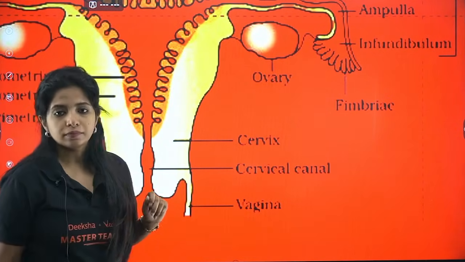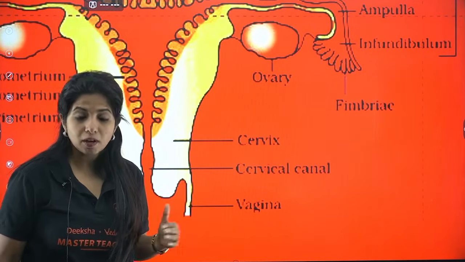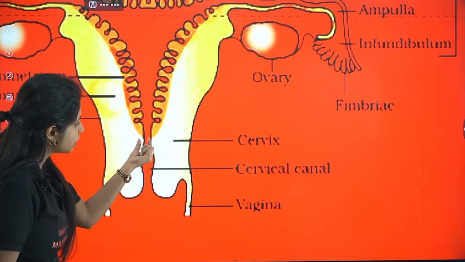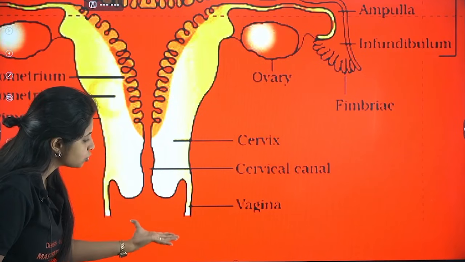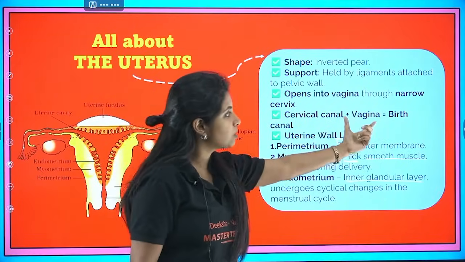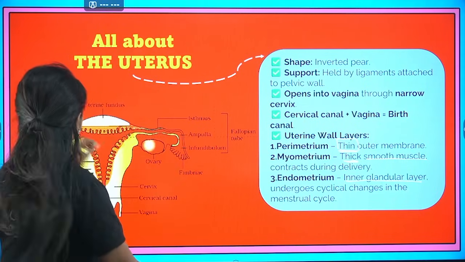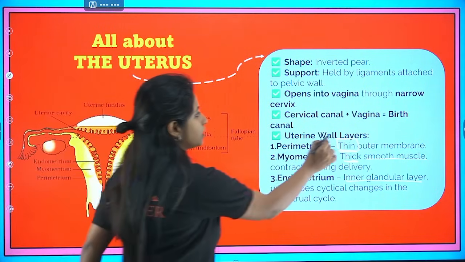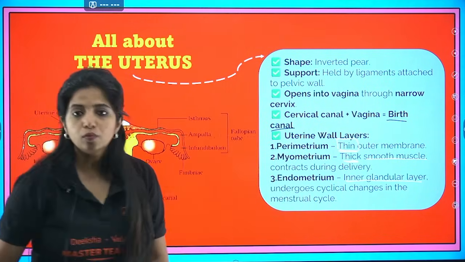Now suppose a baby is being formed and wants to move out. The baby will be moving out through the cervical canal and also the vagina, which is why we say that the cervical canal plus the vagina is also known as the birth canal. Birth canal, because this is where the baby is going to move out from.